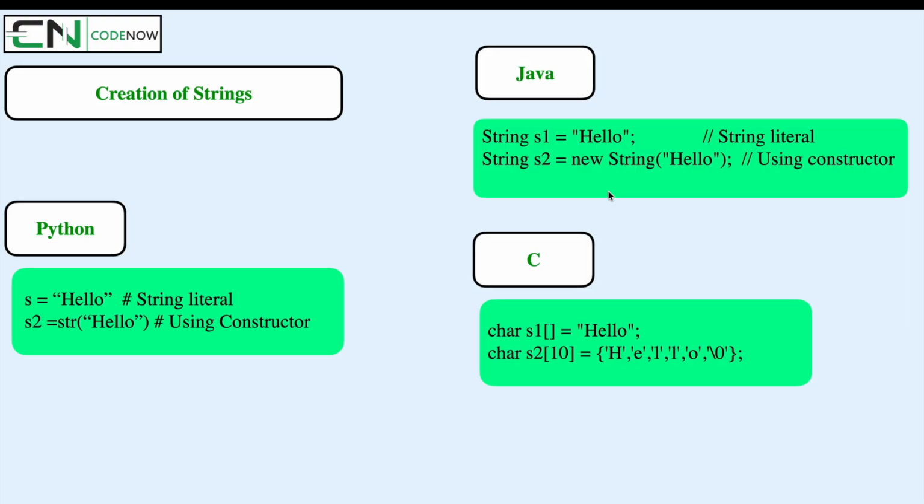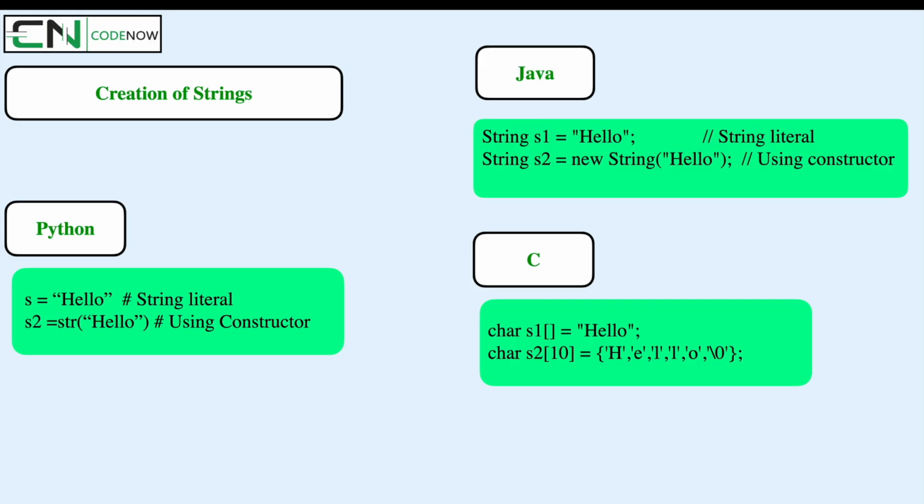Now in C language, how do we do it? In C language, a string is a collection of characters. We store them as a character array. Whereas in Python and Java, we are given a string class, but in C language, we store it as a character array. So this is how the syntax is in C language.